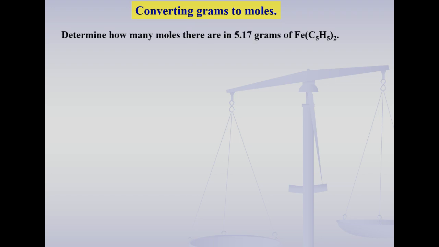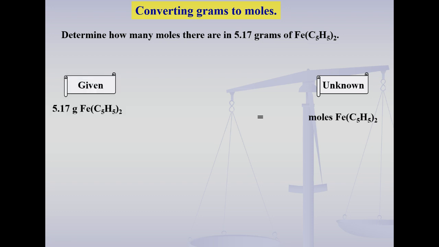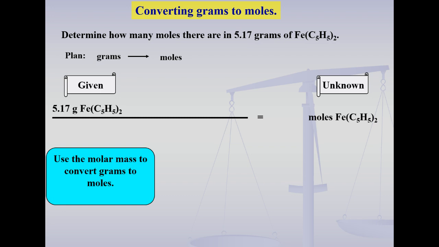Now let's apply this to converting grams to moles. We want to know how many moles there are in 5.17 grams of, and this compound's name is called ferrocene. So our unknown is moles of ferrocene. Our given is 5.17 grams of ferrocene. Our plan is to simply go from grams to moles. So it's a one-step problem. What we need to do, however, is find the molar mass or the formula mass of ferrocene to convert the grams to moles.